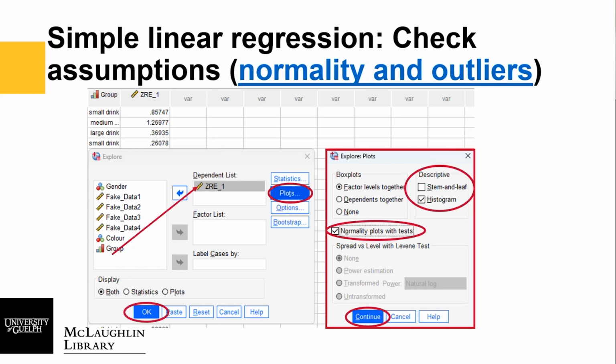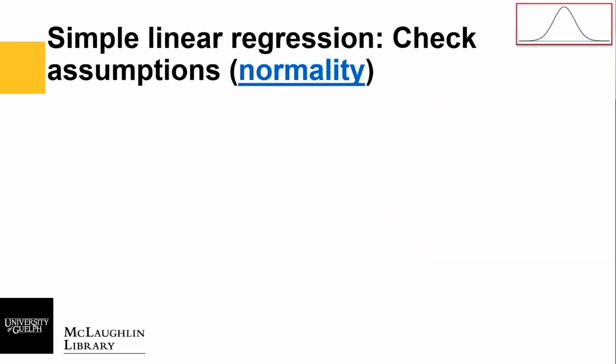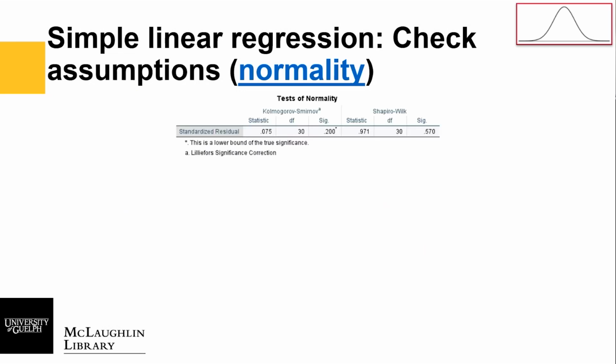So if we make these selections in the Explore dialog box, in our output, we can check for normality and outliers. We're checking our residuals. ZRE_1 is our standardized residuals. We can scroll down to where it says tests of normality. If you have 50 or more observations, you're going to look where it says Kolmogorov-Smirnov. Here we have fewer than 50 observations. We're going to look on the right-hand side where it says Shapiro-Wilk.